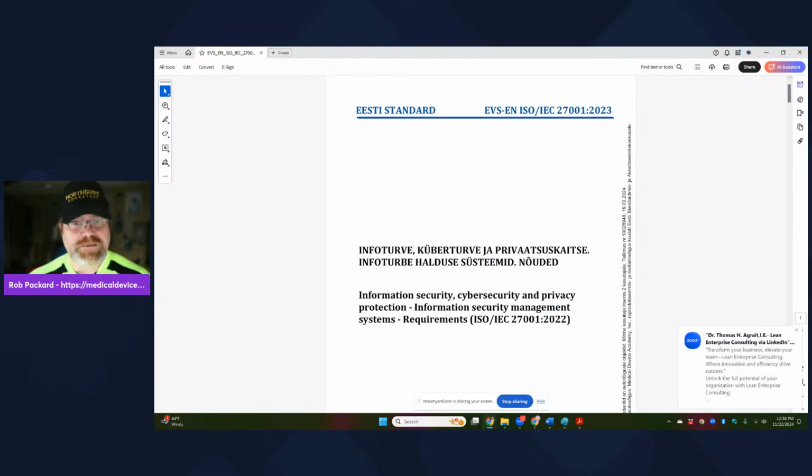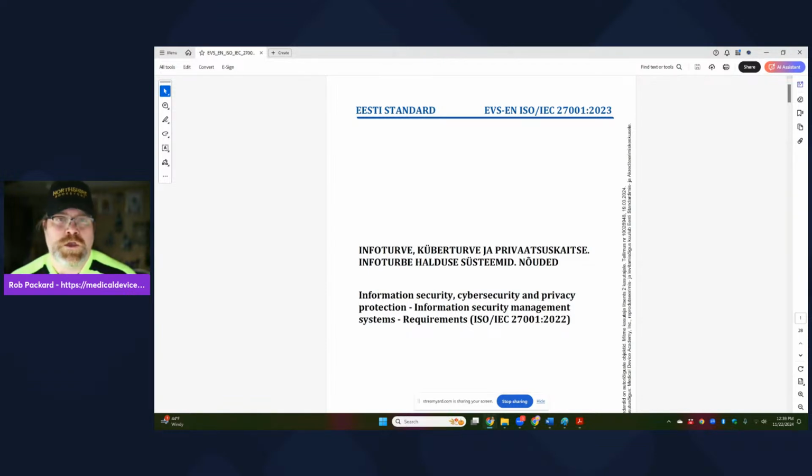It's not recognized by the FDA, but it is a European normative standard, so that's why it has the EVS.EE in the front. The EVS tells you where I bought it from. That's the Estonian Standards Organization, but the EN tells you it's a European norm. ISO tells you ISO developed the standard. IEC says IEC developed the standard. The slash tells you they worked on it together. So this standard has a lot of the same structure that you would expect to see for ISO 13485.